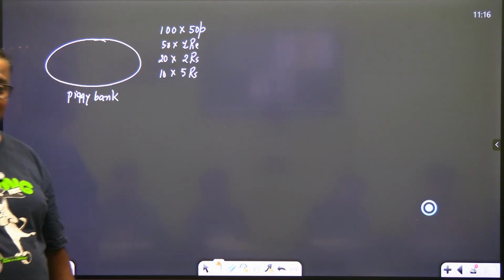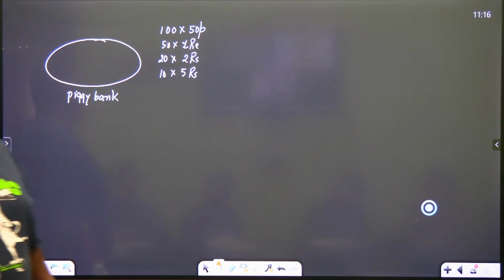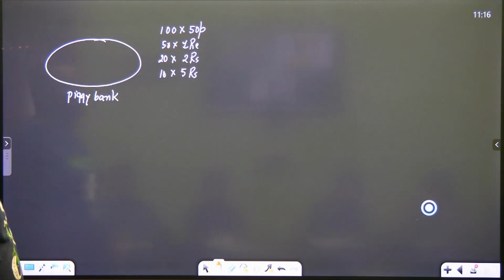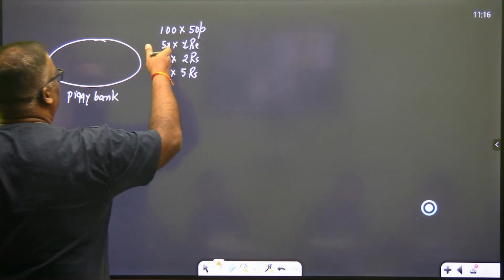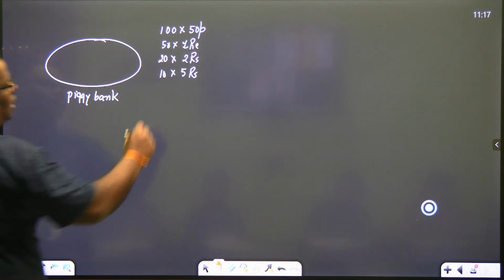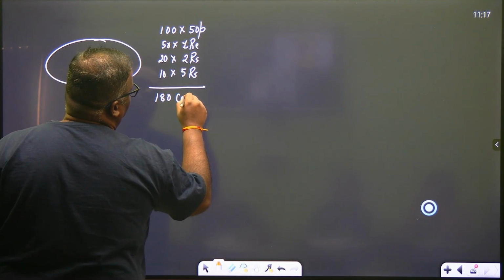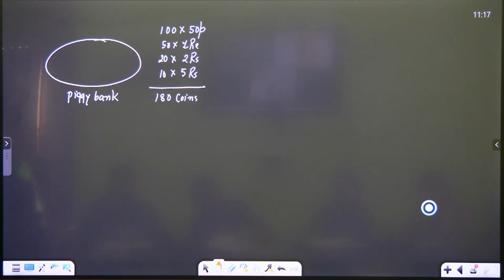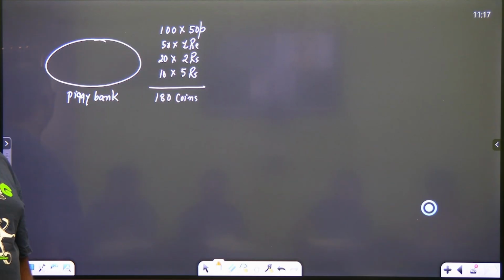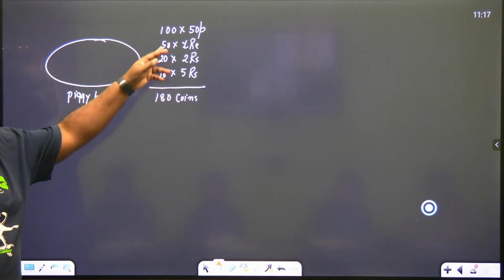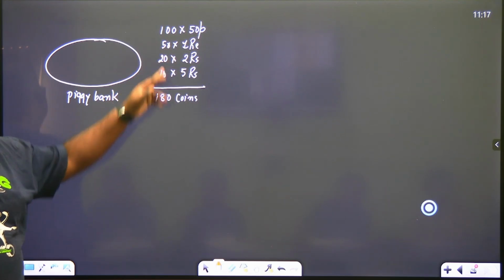So your first idea should be to calculate what is the total number of coins in this piggy bank. So it is becoming 100, 170, 180. 180 coins total. Okay? Any doubt? What, something extra you think? 100 coins, 50, 150 plus 20, 170 total.